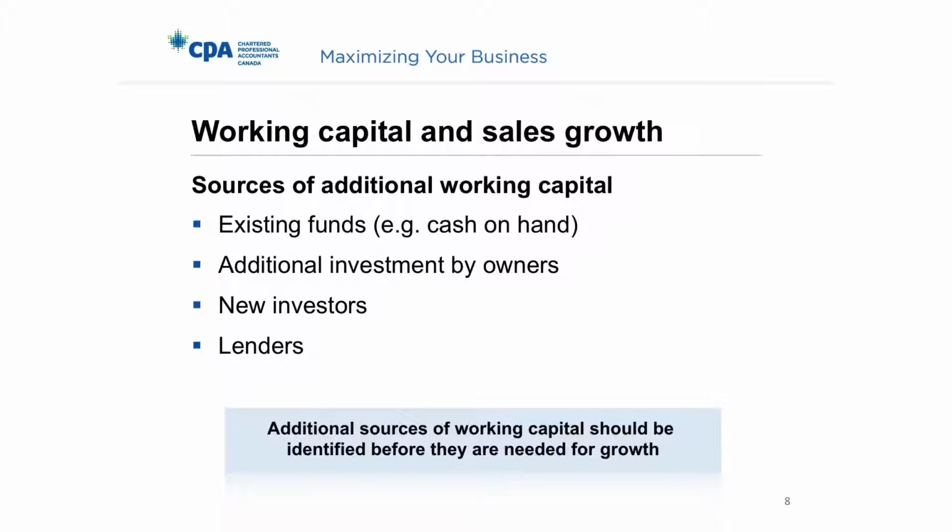When growth occurs, it's important to have identified additional sources of working capital. It's particularly important to have identified those sources prior to the growth occurring, not when your business is already in a cash crisis. So sources of additional working capital can include funds already in the business, such as cash on hand. But in our example, the business only had $10,000 of cash on hand and an additional $16,000 required to facilitate that 20% growth in sales. So we'll have to look to other sources. Some of the other sources of working capital can include additional investment by the existing owners, new investments by others, and borrowing of additional money by the business.